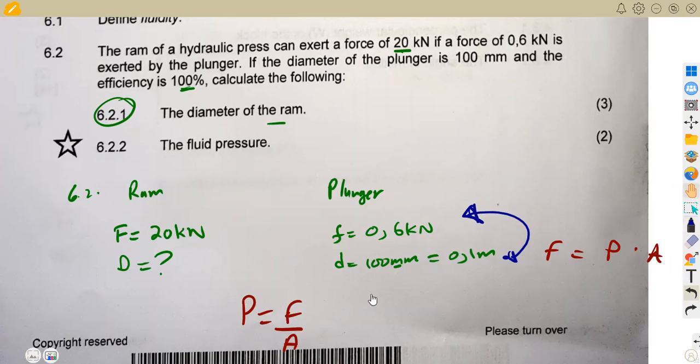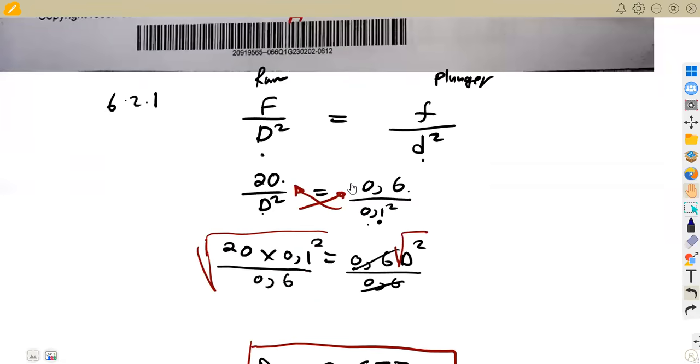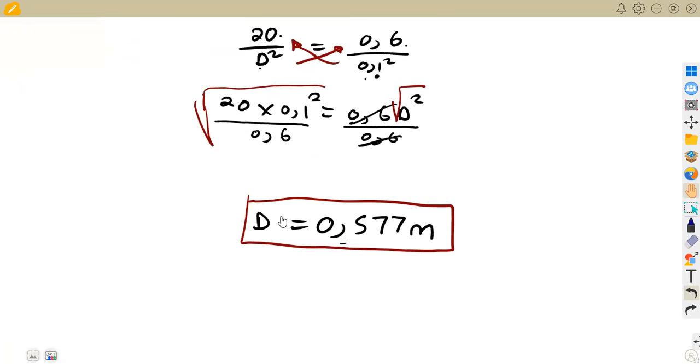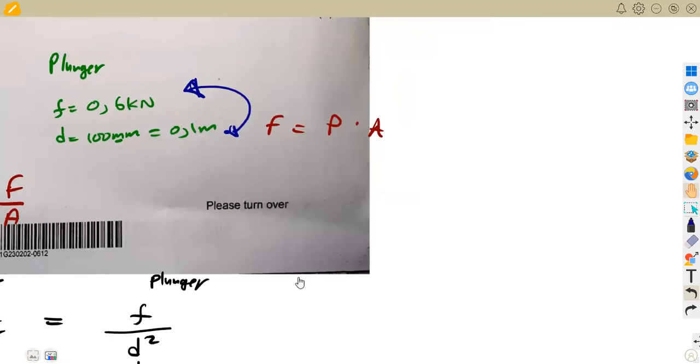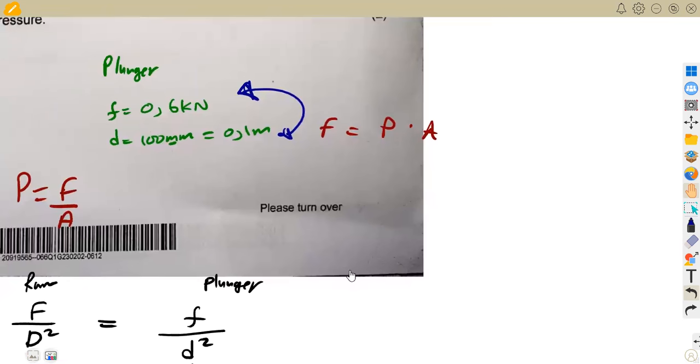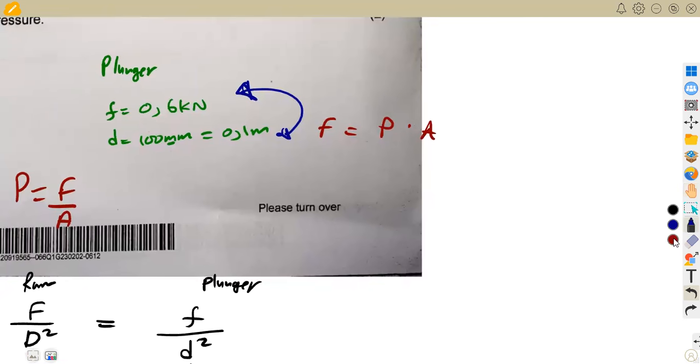Yes, you can use the ram. I'm not saying it's wrong. You can use this value of the ram, but remember, this is a calculated and also a rounded off value. So it's not going to give us the exact answer that is needed, but it will be marked that answer. All right, so I'm just going to calculate from the ram, then from the plunger, then also come and calculate from what? From the ram, the one that we calculated.